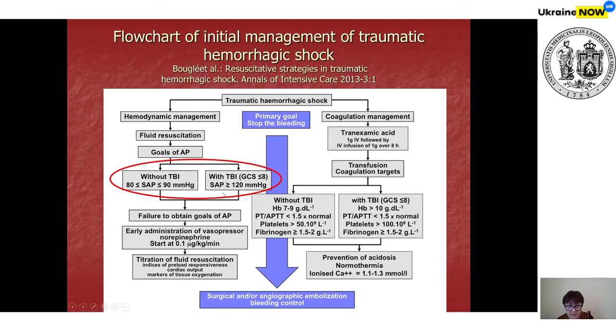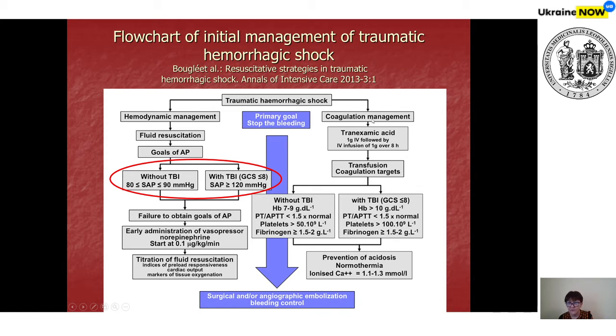If fluid resuscitation fails to obtain the goals of arterial pressure, you must suggest early administration of vasopressors. Norepinephrine is the first line. You can start with the dosage 0.1 microgram per kg per minute. And you should titrate fluids and vasopressors. In light of preload responsiveness, cardiac output, markers of tissue oxygenation must be defined.